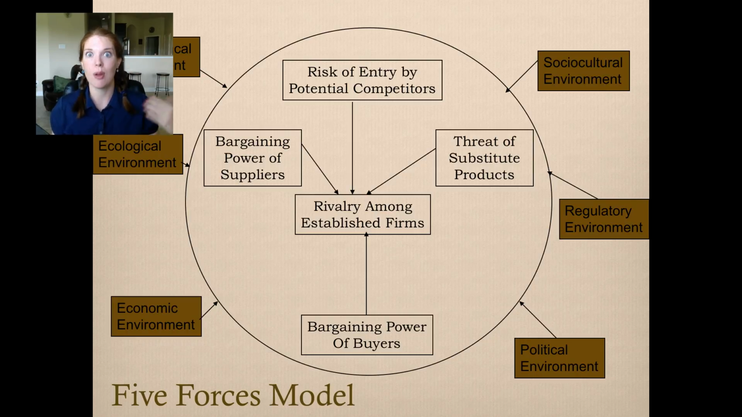How often do we have new restaurants opening? Do we have new hotels? Do we have new events companies? Do we have new airlines? Do we have new cruise ships, right? So how often are those things happening? And we call that the risk of new entrants based on the barriers of entry.